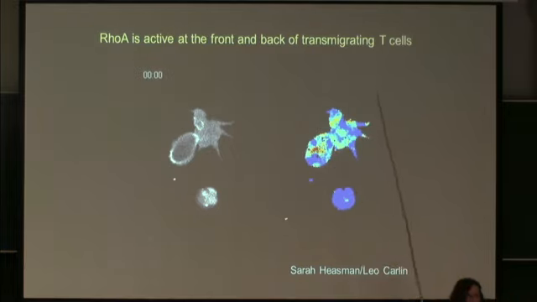Are you showing total FRET or ratio? Sorry? Are you showing total FRET or ratio? Here we're showing the fluorescence lifetime of the GFP, which is used as a measure of FRET. So where it's red is where there's more Rho A activity, and where it's blue there's less Rho A activity. What you'll see is that it's very dynamic.